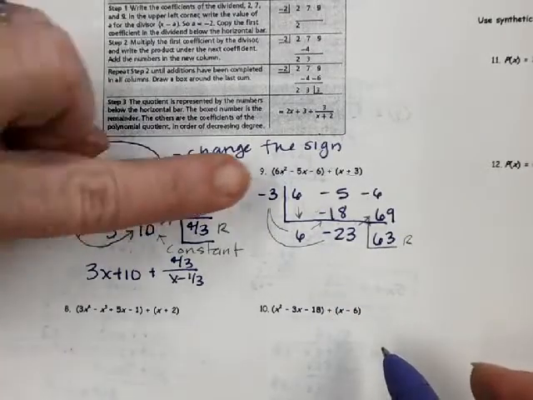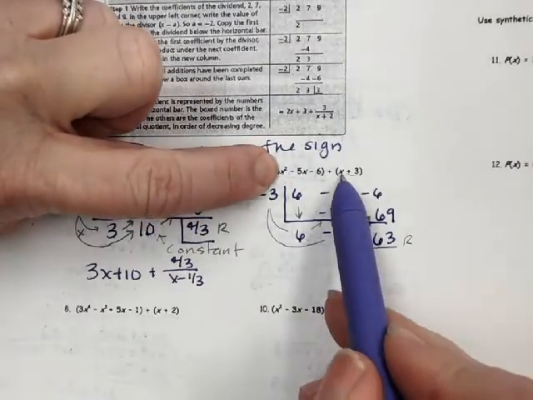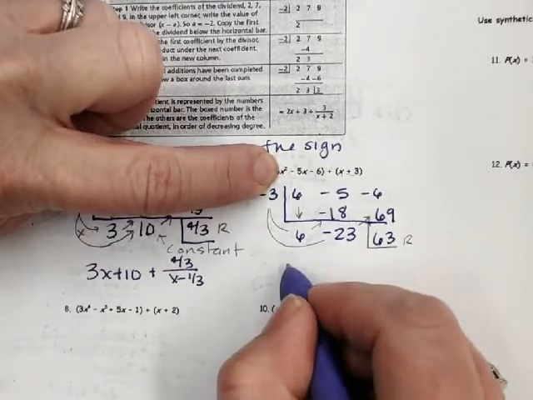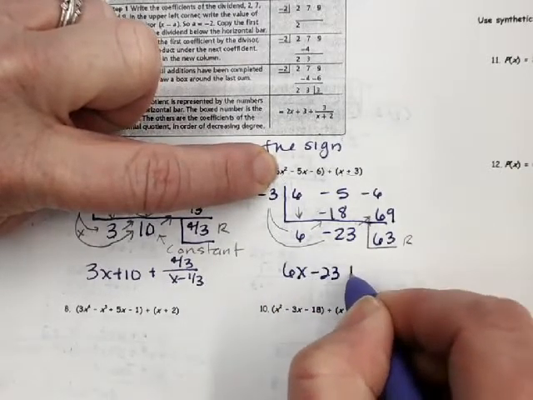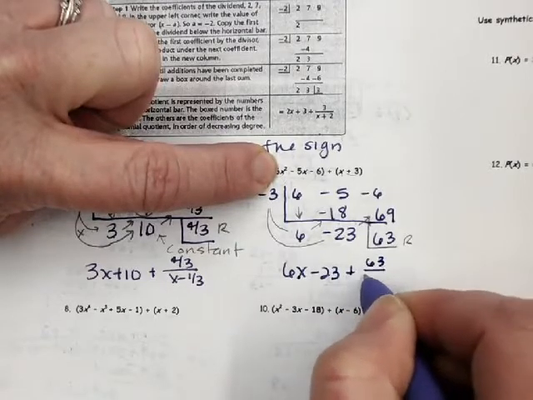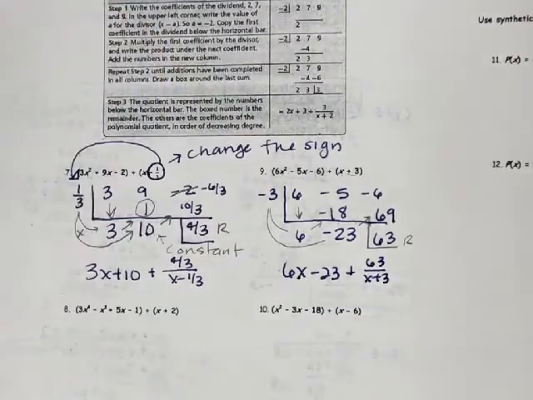If I started with an x squared and I took out an x, then this is going to be 6x to the first minus 23 with a remainder of 63 over x plus 3. And that's your answer.